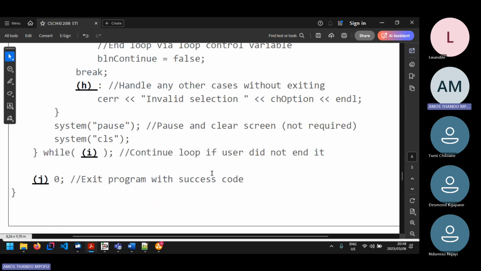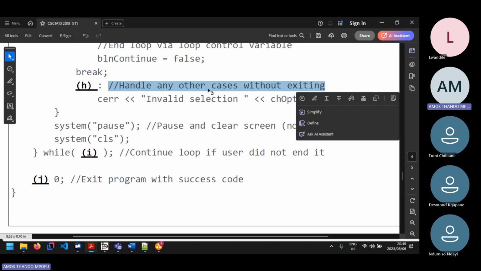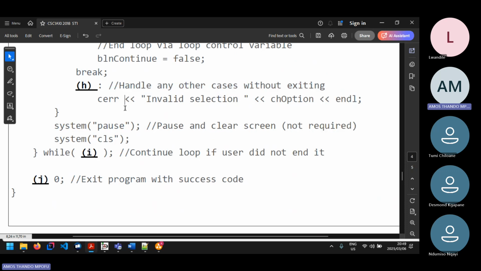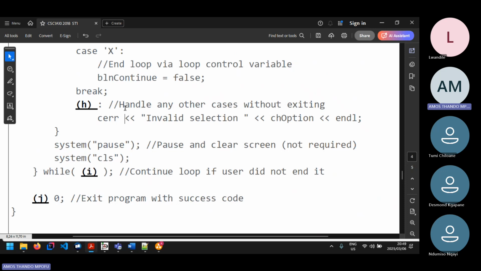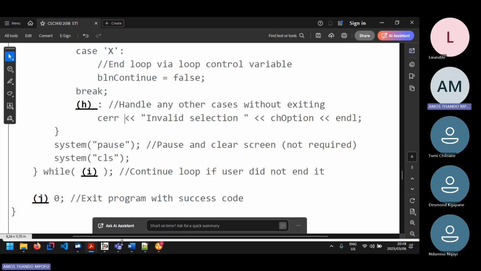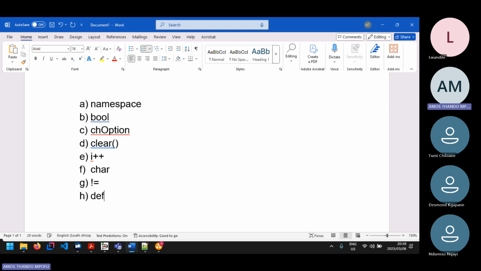So at H, this handles any other cases without exiting. Any other cases means any other case. If you still remember the tutorial when we were talking about selections, if statements, switches, whatever, I told you the word you can use there is default, which is the same as else in an if statement. So the keyword that's missing there is default. You just need to write default there, all small letters, no capital letter.